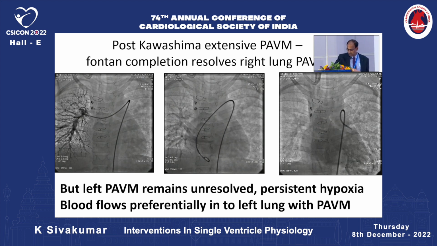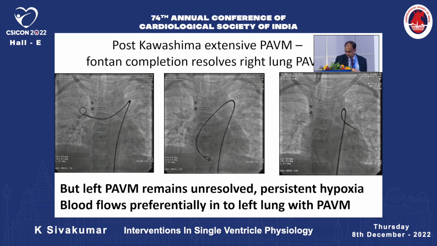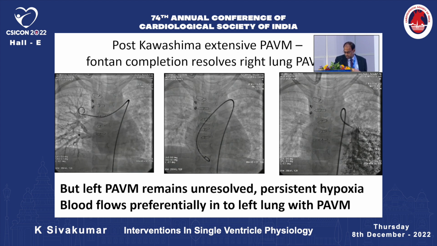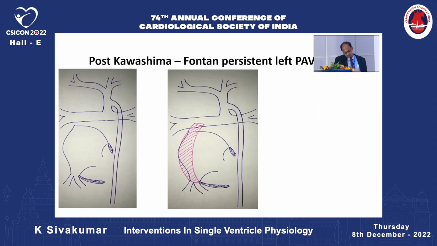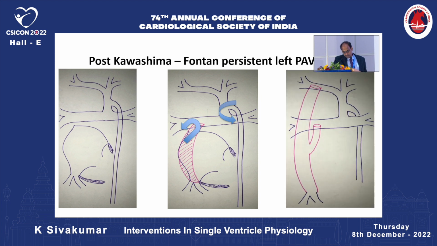But look at the last picture, the left PAVMs are just persisting as before, and the patient continues to have severe systemic desaturation. The basic problem is like this. There is a left-sided Kawashima. We have converted the Fontan by connecting the hepatic veins towards the nearest right pulmonary artery. The blood is going from the hepatic veins into the right pulmonary artery, stopping all the PAVMs, but on the left side there are persistent PAVMs.